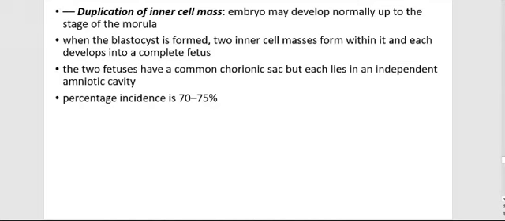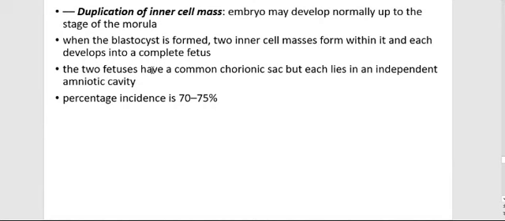And then we have identical twins, which are formed at the level where we have the inner cell mass and the trophoblast around it. The inner cell mass, which is the embryoblast, has been formed, and the trophoblast has also been formed. So these two fetuses have a common chorionic sac.